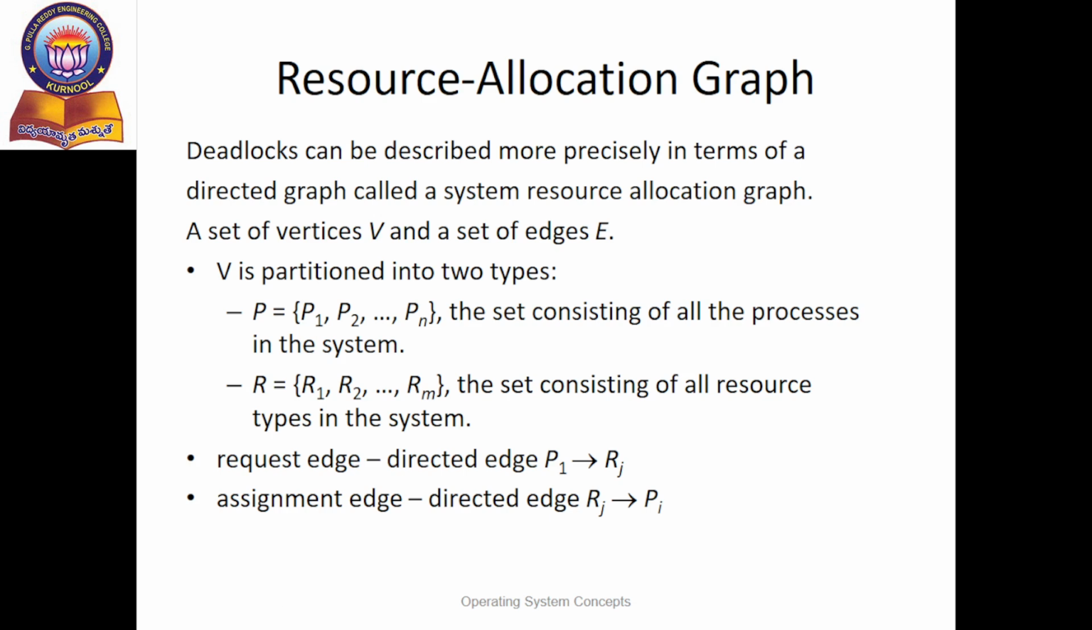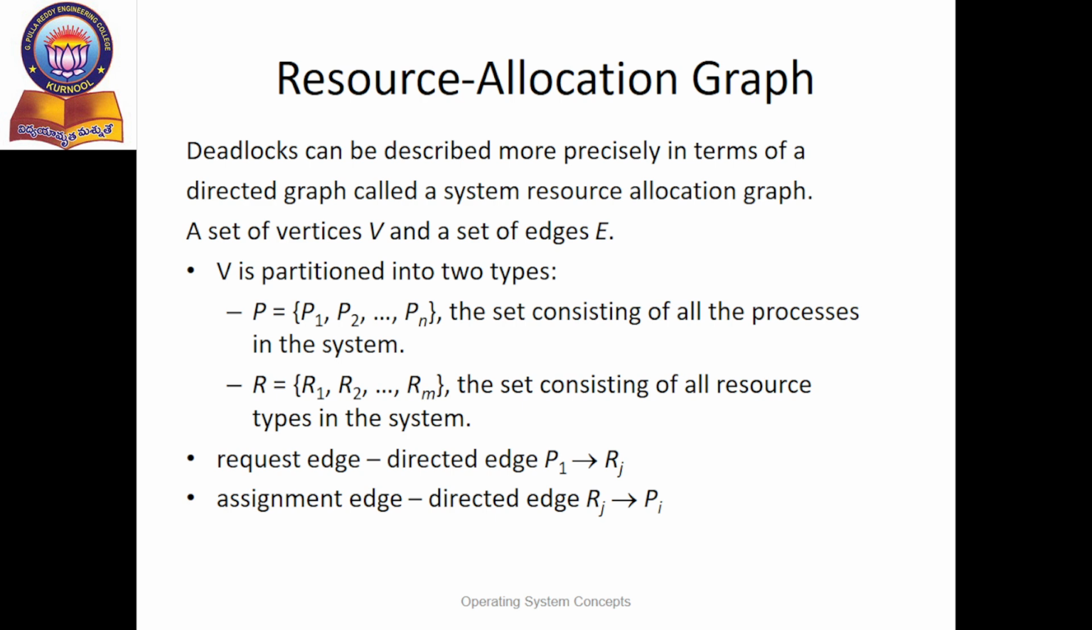So what is a request edge? Moreover, these edges are always directed edges. A request edge is nothing but a process requesting for a resource. In that case the edge will always be from process to resource. Then what is an assignment edge? An assignment edge is always from resource to process.